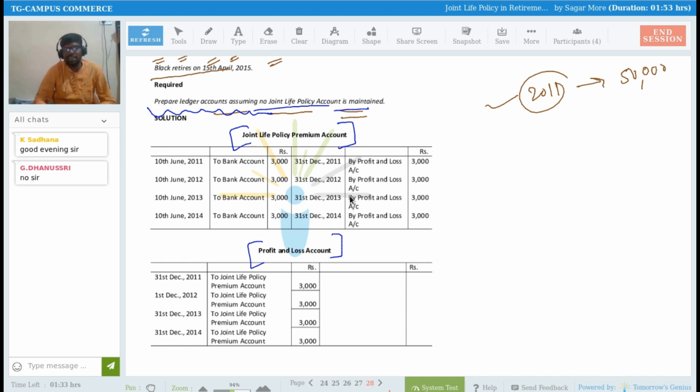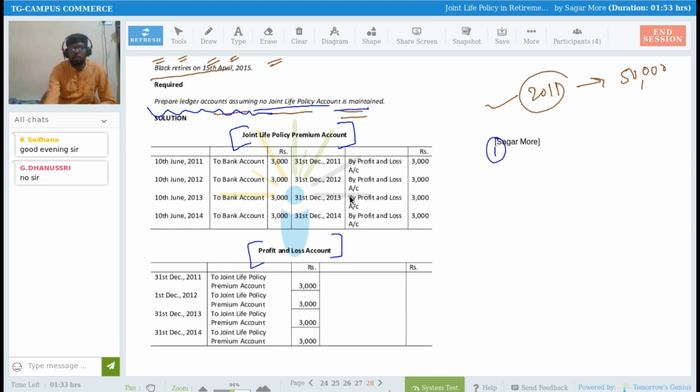So it is as good as you are treating it as an expense. If you are not preparing any account, it means you are not treating it as an asset. You are treating it as an expense of your business, right? So you are not maintaining any joint life policy account. You are treating it as an expense. So what do we have to do? Each and every year you are paying 3,000 rupees, right?